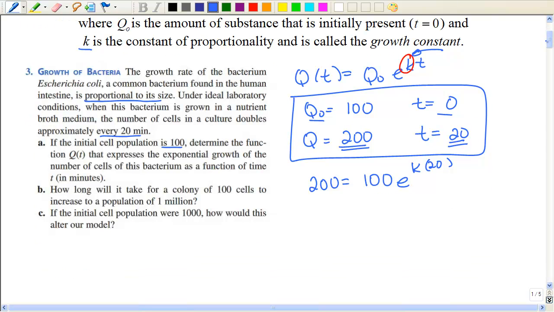Because when t is 20, Q was 200. Now let's do the algebra to solve for this. So we're going to divide by 100. Okay, so now we have to solve for k. How do we do that?